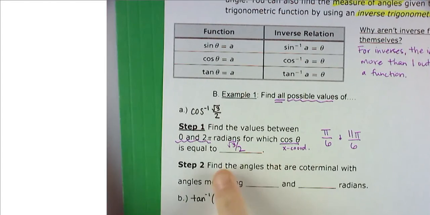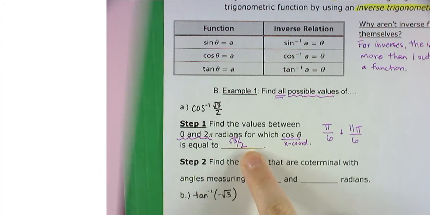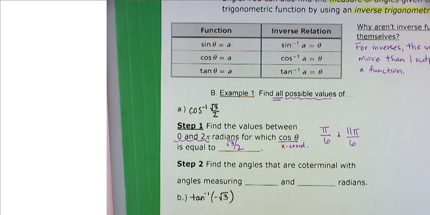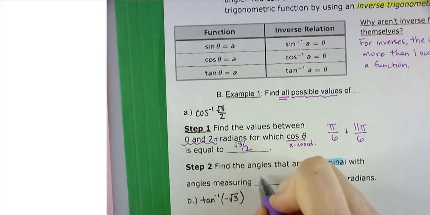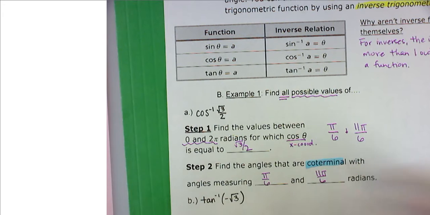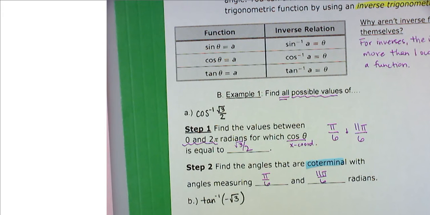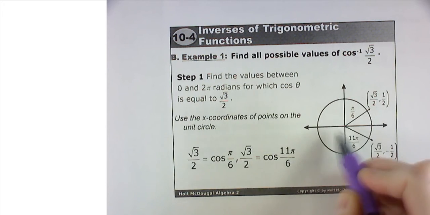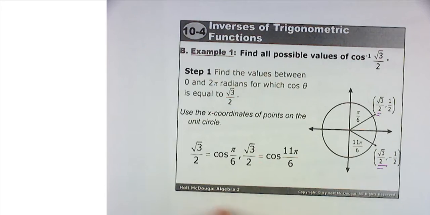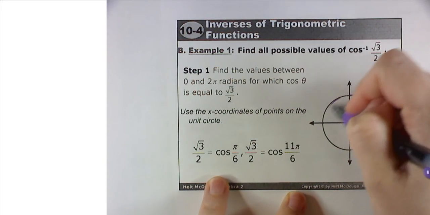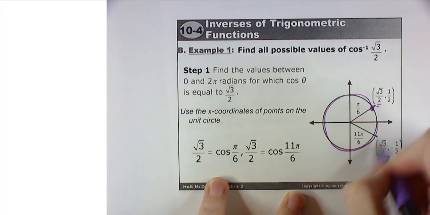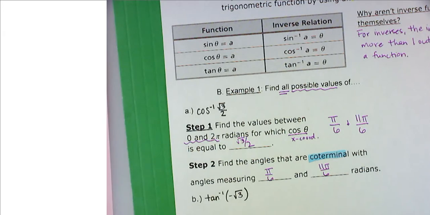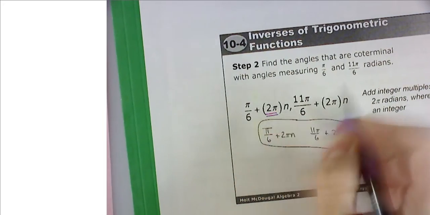In step 2, it says find the angles that are coterminal with the angles measuring pi/6 and 11 pi/6 radians. Coterminal means you can do any type of rotation. We saw pi over 6 and 11 pi over 6 is where the x-coordinate is root 3 over 2. When it's asking for the coterminals, that means if you were to go around the circle, every time you hit that point, that would be an angle. Because you're going around 2 pi, you end up adding integer multiples of 2 pi, where n is an integer.